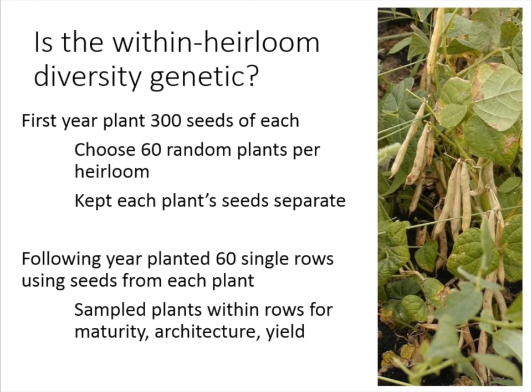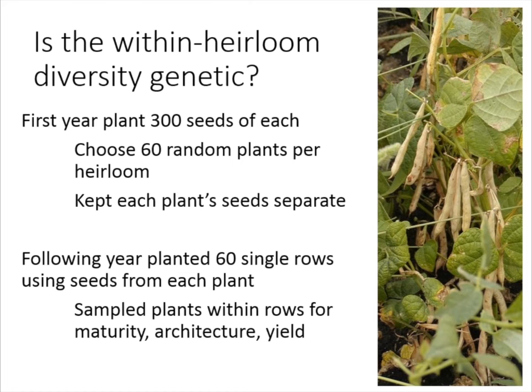of each. Our target was 300 in a plot, and we kept them fairly well spaced, maybe 3 seeds per foot or something like that with 30-inch rows. So we had enough room to see each plant pretty well and grew them. And at harvest time, what we did was we chose at random, and this isn't necessarily what you do, but what we did to try to maintain all the genetic diversity there, we identified at random 60 plants per heirloom.